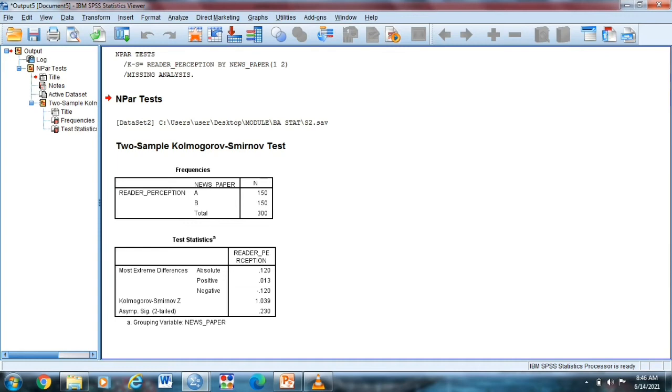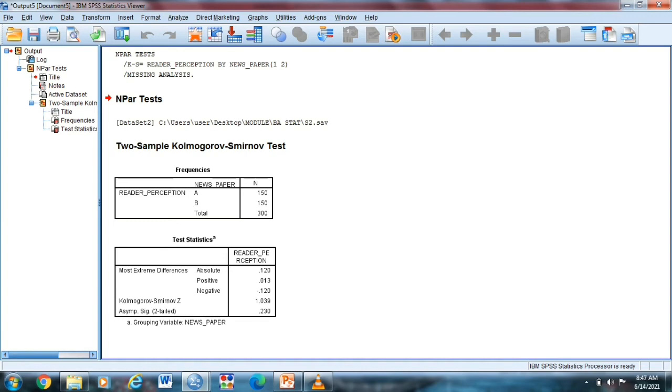So, our first table, we have the frequencies. So, our reader perception, we have newspaper A, newspaper B. They are the same sample, we have 150 and 150. So therefore, overall, our total sample size is 300 respondents or participants. So punta tayo dito sa test statistics.